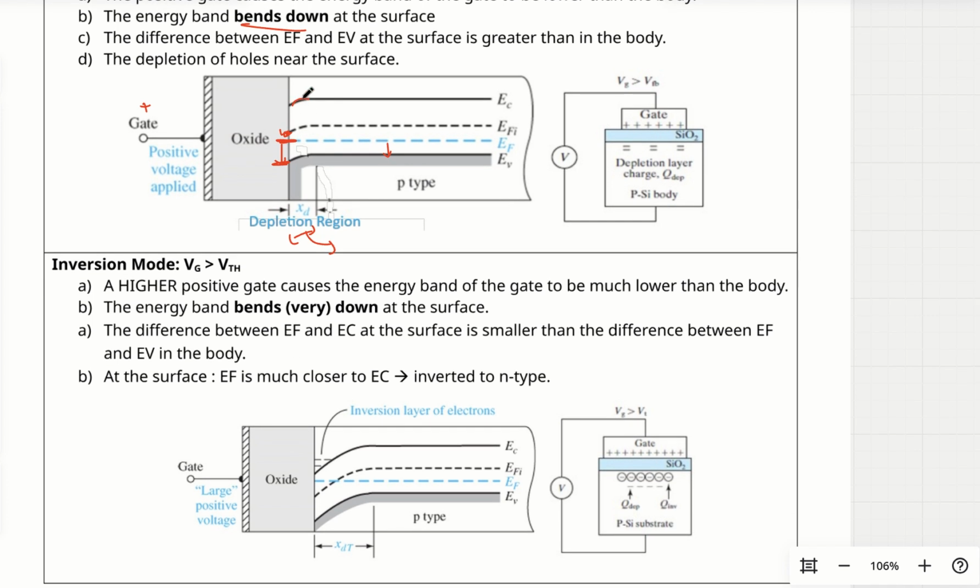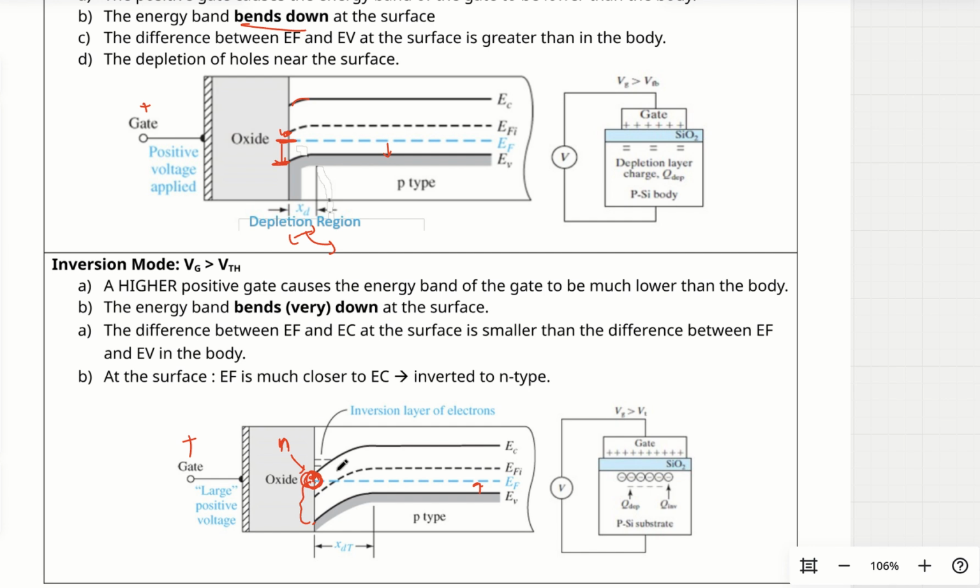The inversion layer is similar to this because we are still applying positive voltage, but it's bending a lot. It's bending so much that this difference becomes a lot. The valence band to the Fermi level becomes a lot, but the conduction band gets very close to the Fermi level. So at this condition, this is an n-type semiconductor. Over here it's p-type because the valence band is closer to Fermi, but over here the conduction band is closer to Fermi, so it becomes n-type, and we call it inverted. So this is the inversion mode.